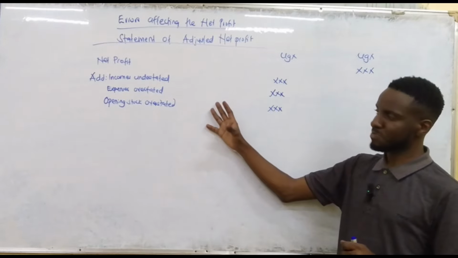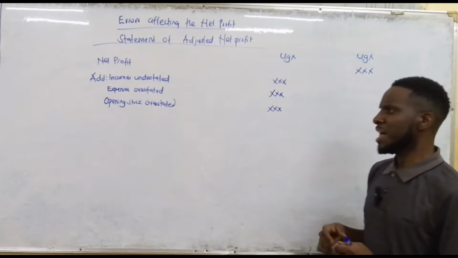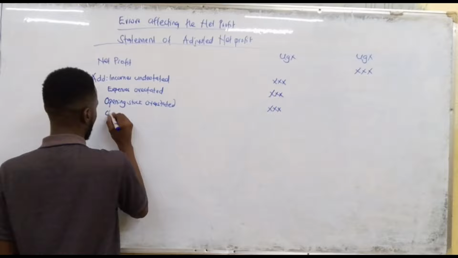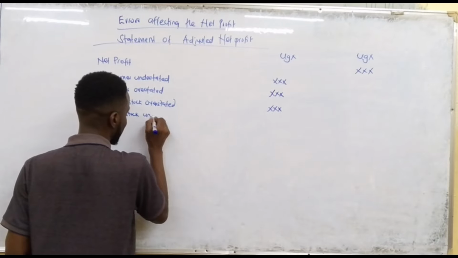So if you have opening stock and it's overstated, you bring it back here. Then you have closing stock understated.